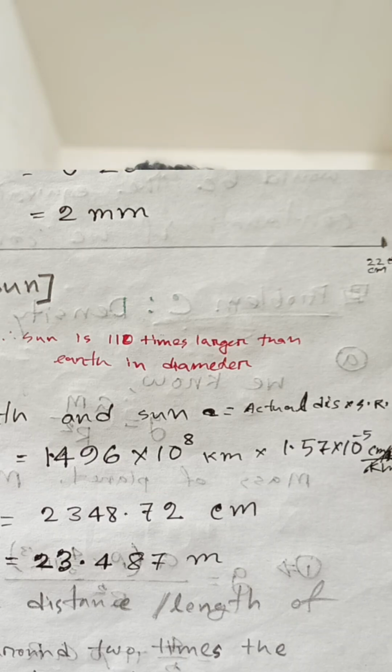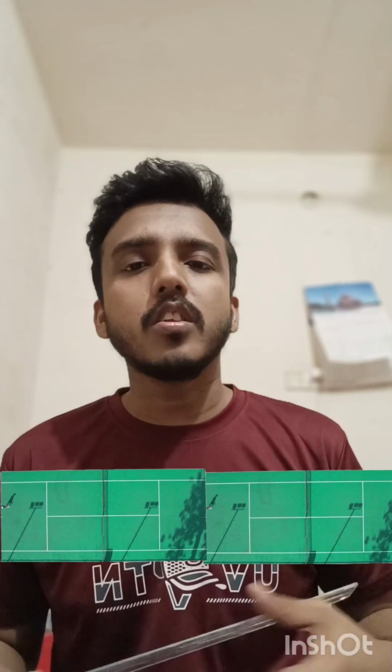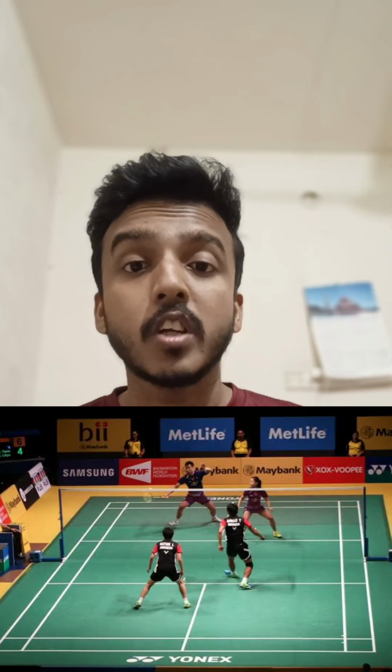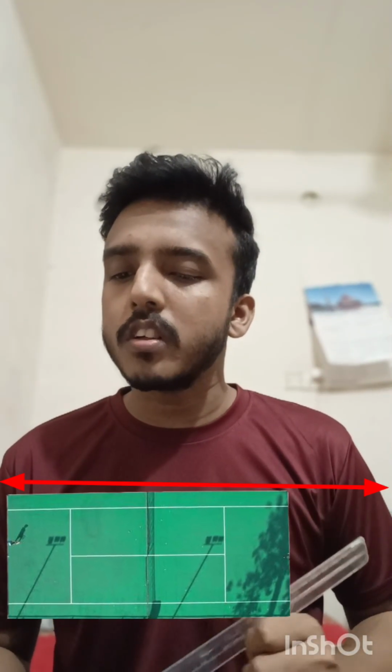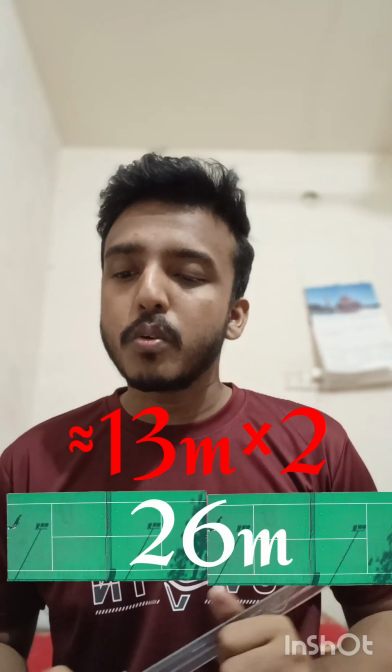So this distance is roughly similar to double the length of a badminton field. I consider that you also play badminton in the internationally recognized field. I have also played, and the length of that badminton field is around 13.4 meters. So if you double it, you would get 26 meter. So 23.4 is roughly similar to twice the size of a badminton field.